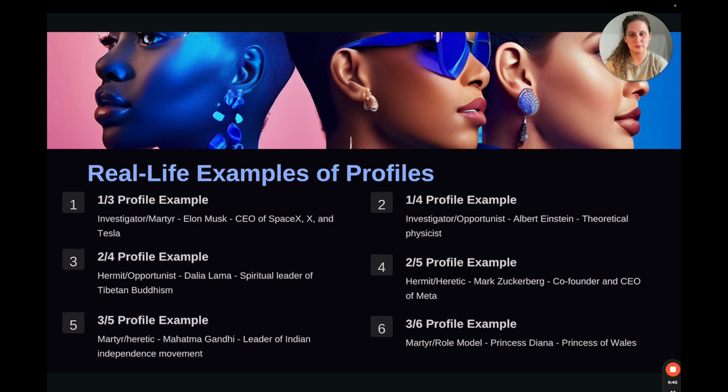2-4 profile, the hermit opportunist. A good example of this is the Dalai Lama. He's a spiritual leader in Tibetan Buddhism. 2-5 profile, the hermit heretic, Mark Zuckerberg, the co-founder and CEO of Meta, Facebook, Instagram, all of that. The 3-5 profile, the martyr heretic, Mahatma Gandhi, a leader of the Indian independence movement. The 3-6 profile, the martyr role model profile, Princess Diana, the former Princess of Wales.